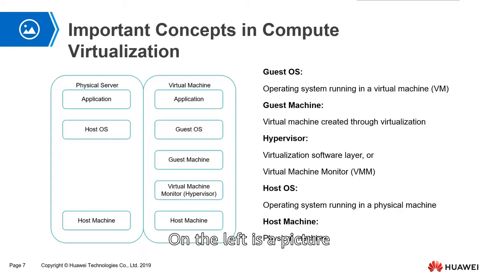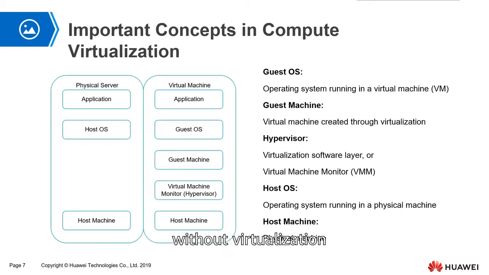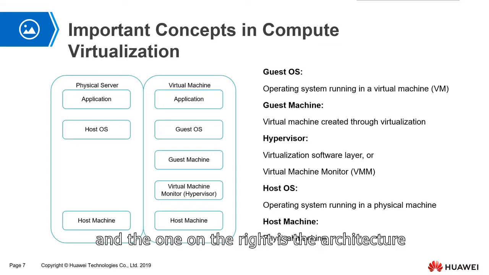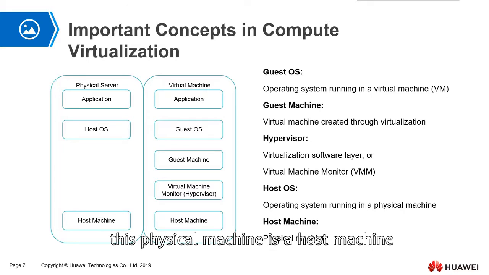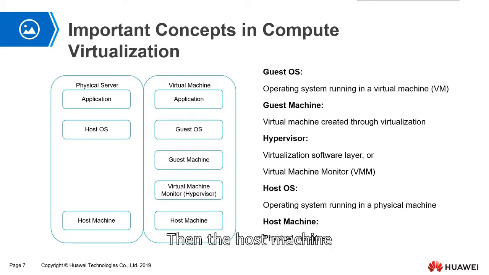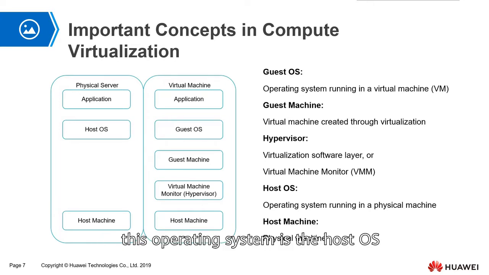On the left is a picture and on the right is a text. Looking from left to right, the image on the left is the architecture without virtualization, and the one on the right is the architecture with virtualization. The text on the right we look at from the bottom up. Look at the host machine first, and then see the guest OS above. Host machine refers to the physical machine. In the absence of virtualization, this physical machine is a host machine. Then the host machine must be installed with the operating system. This operating system is a host OS.